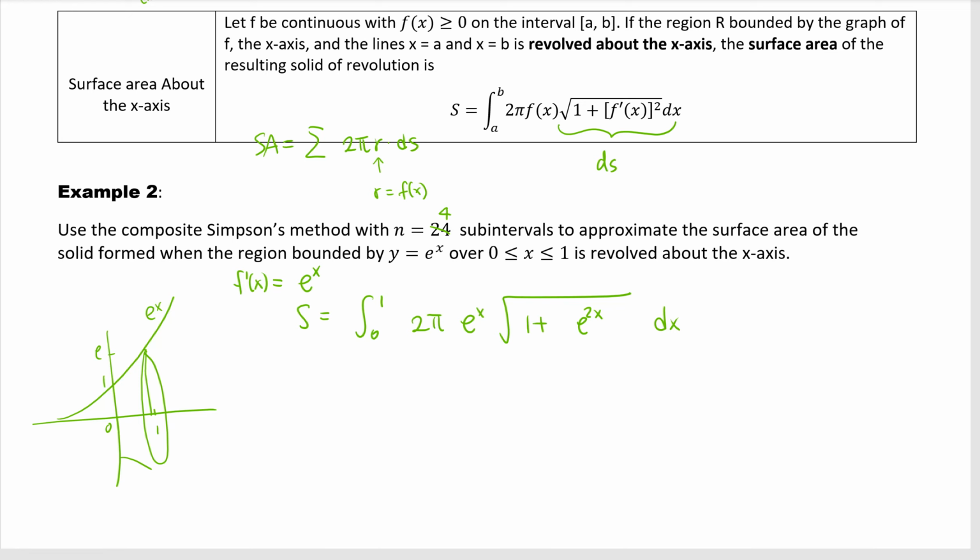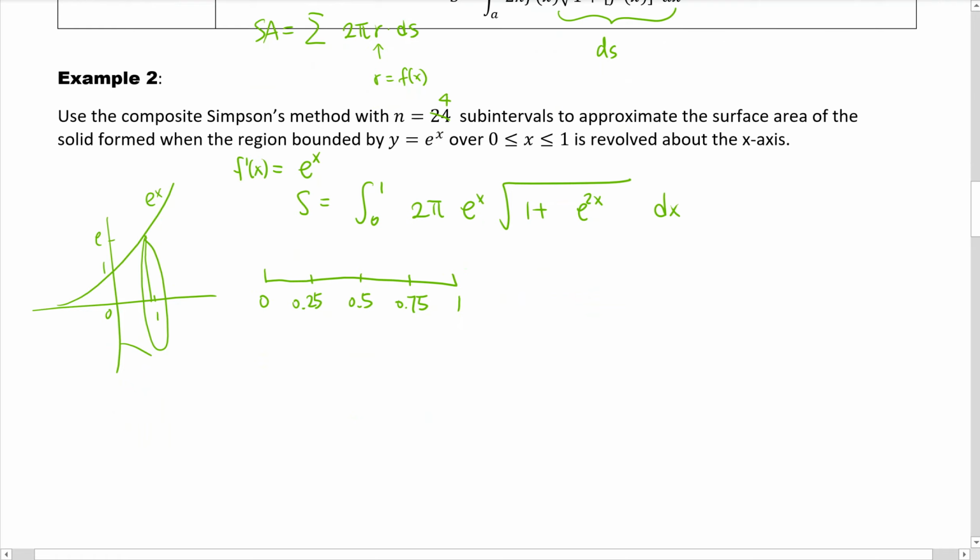By the way, in general, with this formula, we're not able to integrate it and get a nice formula. That's why the numerical integration method is super helpful. So let's draw the interval 0 to 1. We divide it into 4 subintervals. So this is 0.25, this is 0.5, this is 0.75.